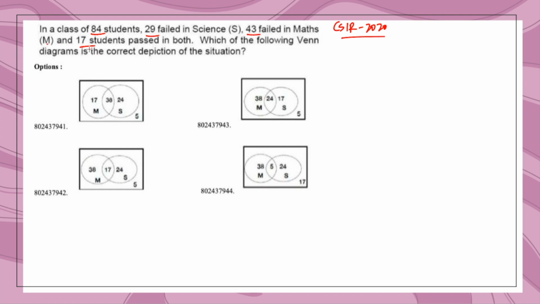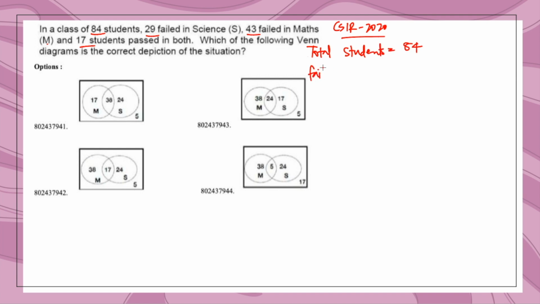This is a question where two parameters are there, two subjects, maths and science, and the property they are looking at is failing. Failed students are what is being represented. So basically, total students, let me write down, total students are 84.